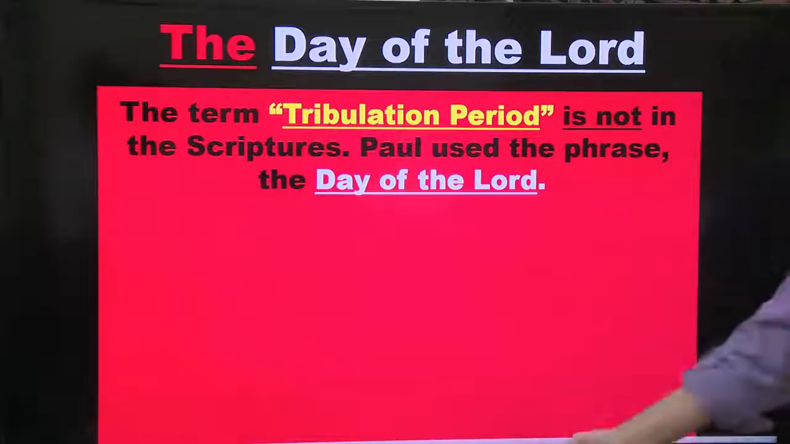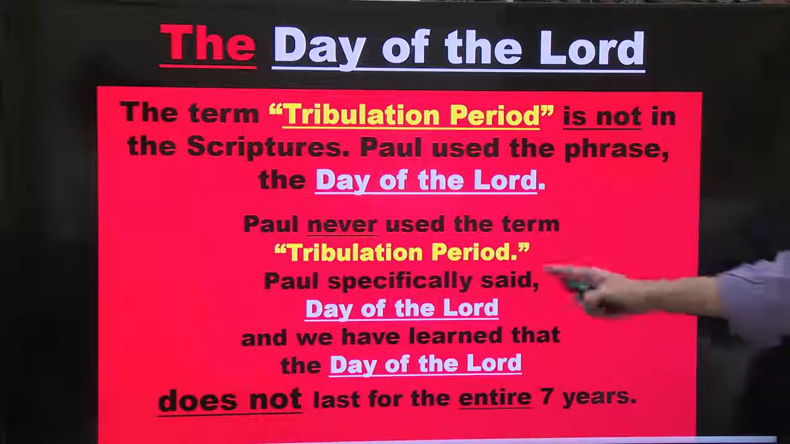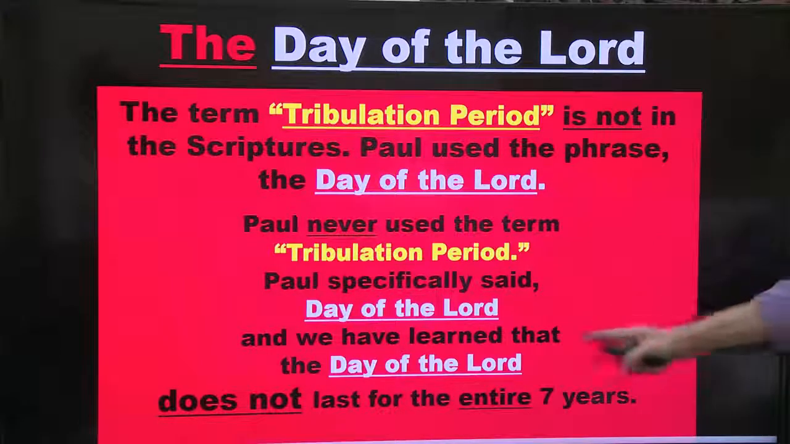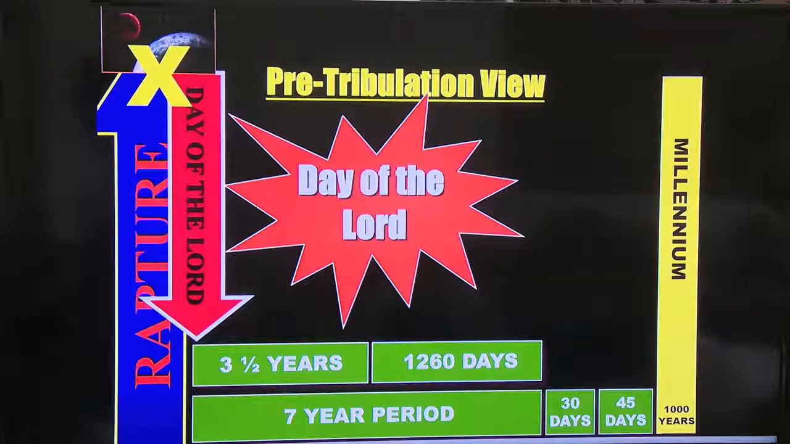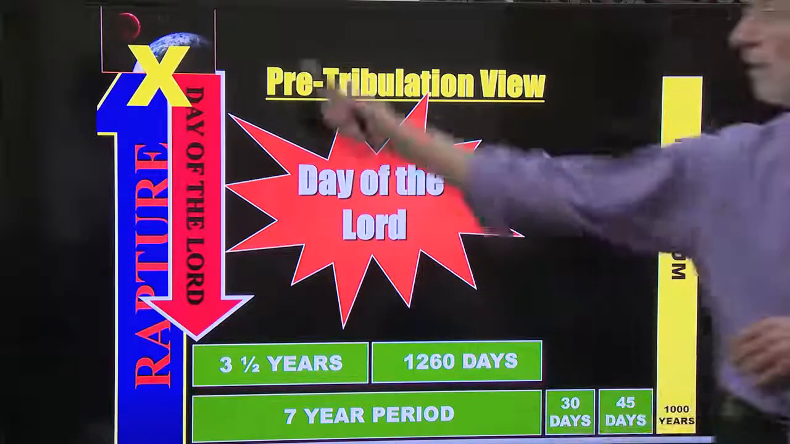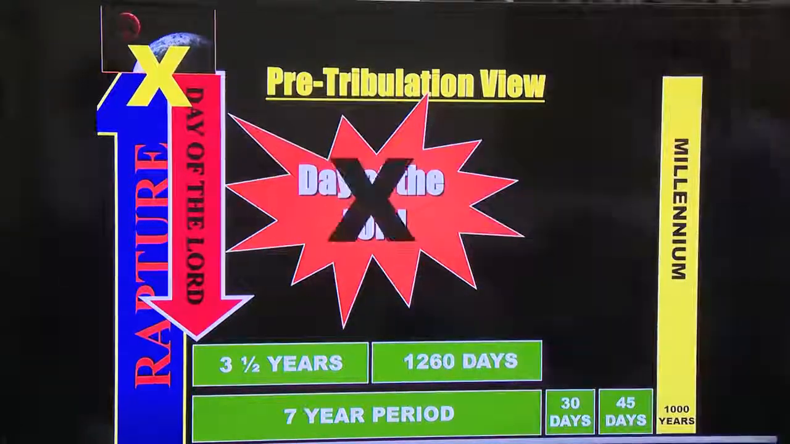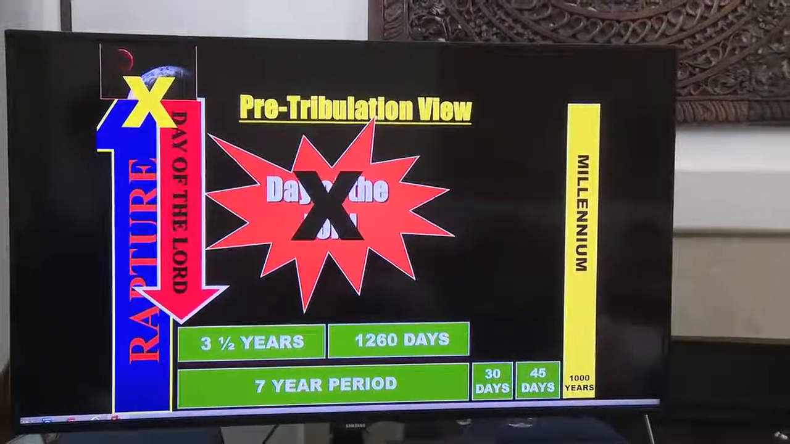Paul used the phrase, the day of the Lord. And here's what I want you to catch. Paul never used the phrase tribulation period. Paul specifically said day of the Lord. And we've already learned that the day of the Lord does not last the entire 7 years, right? Folks, the day of the Lord does not last the entire 7 years. There's no passages that have the sun, moon, and stars going dark over there. So we just can't say this. Biblically, we just can't say that.